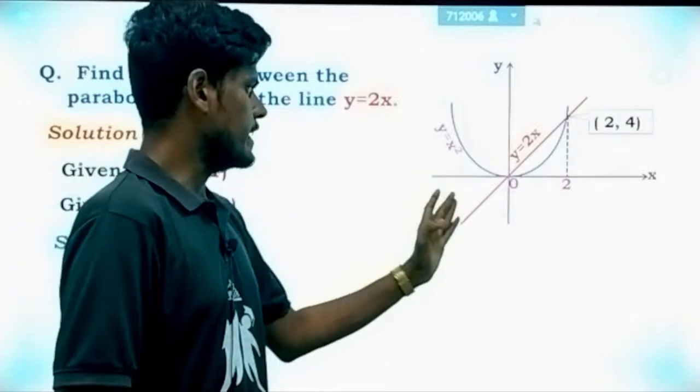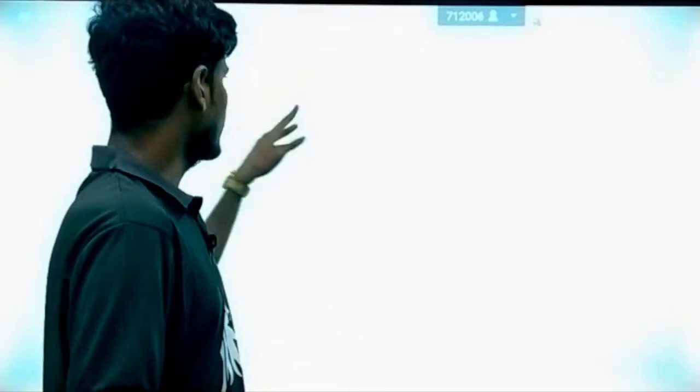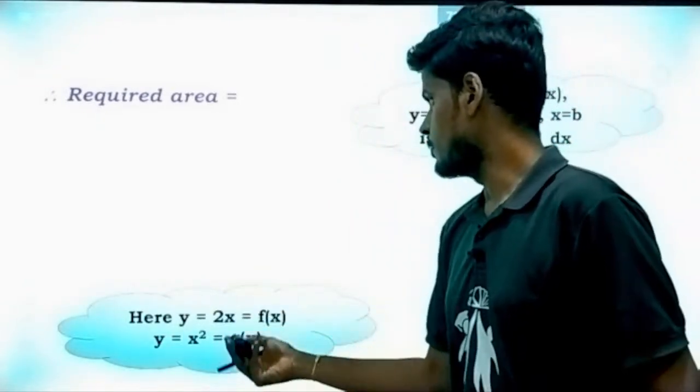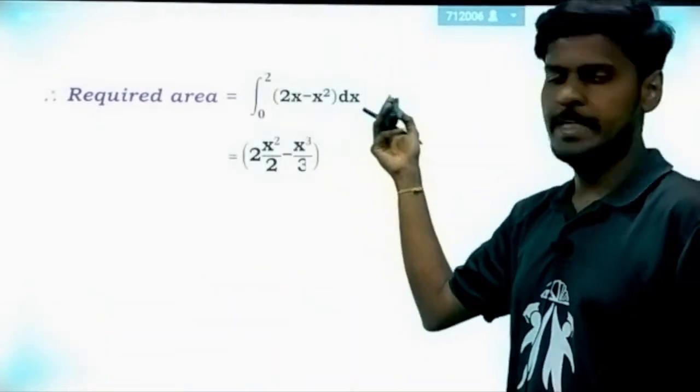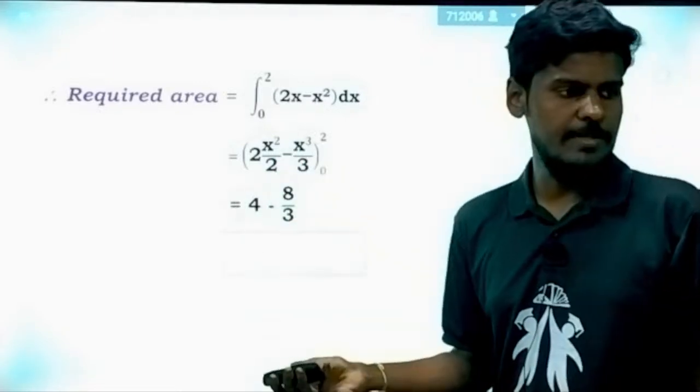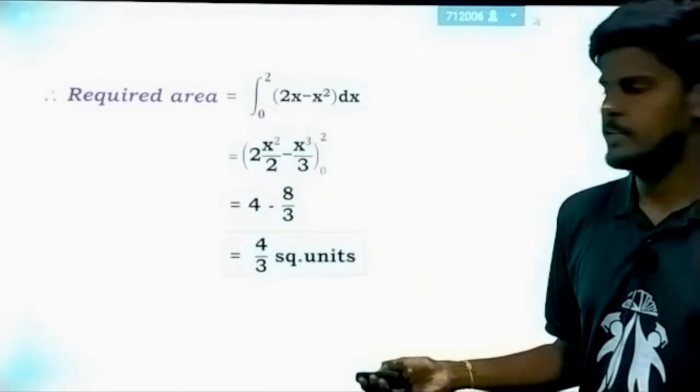Next what we will do? Find the area. The area is given by the integral between 0 to 2, 2x minus x square dx. Now integrate and apply the limit. That is it. Very simple. The answer is 4 by 3.